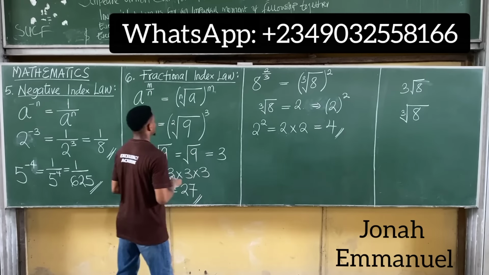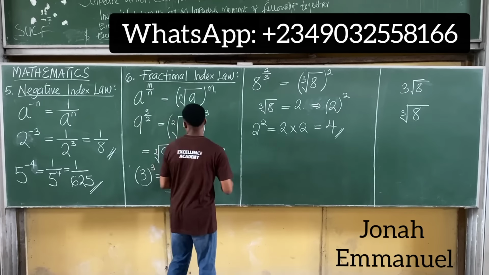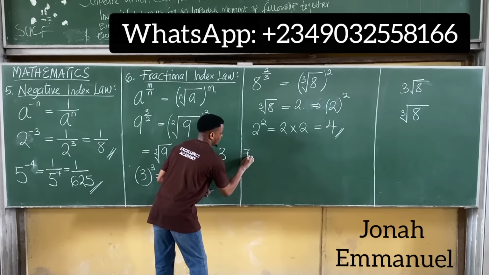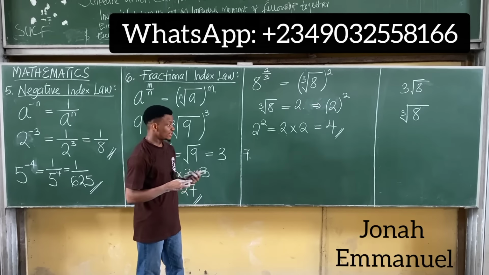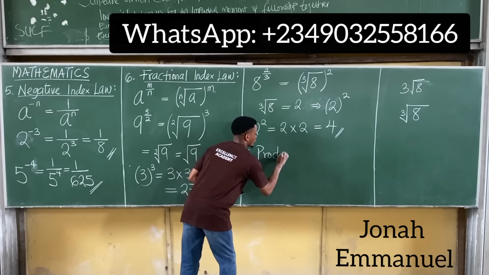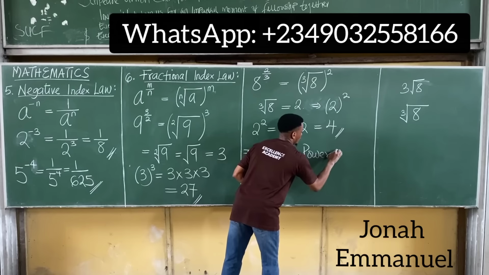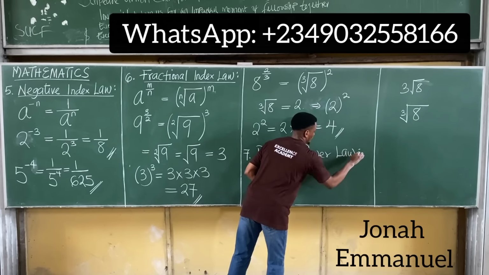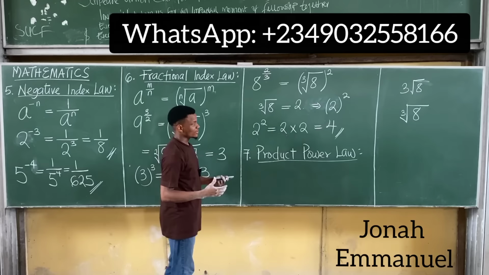All right, let's look at one last law, the seventh and the final law of indices. The seventh and the final law is called the product power law. All right, what does the product power law say?